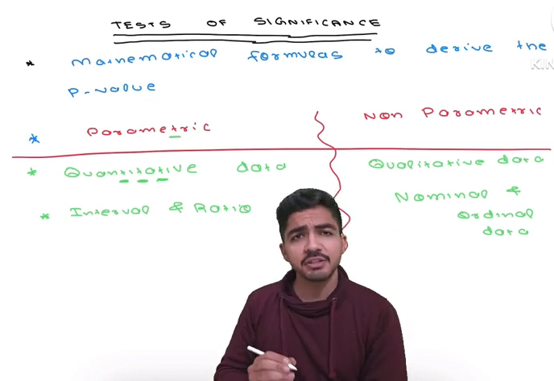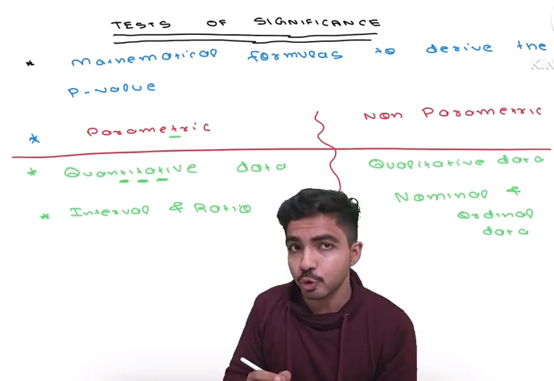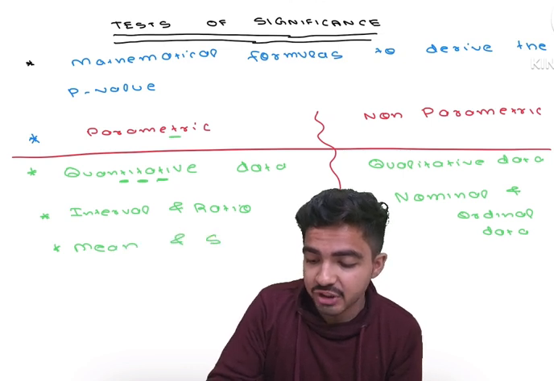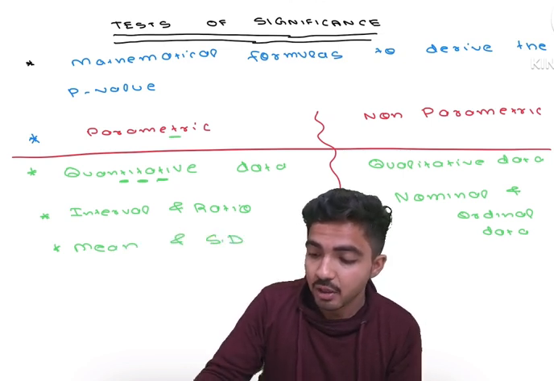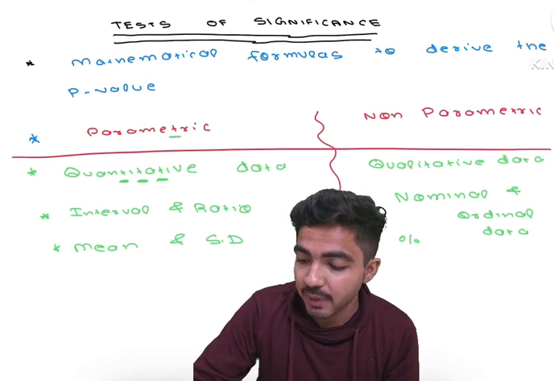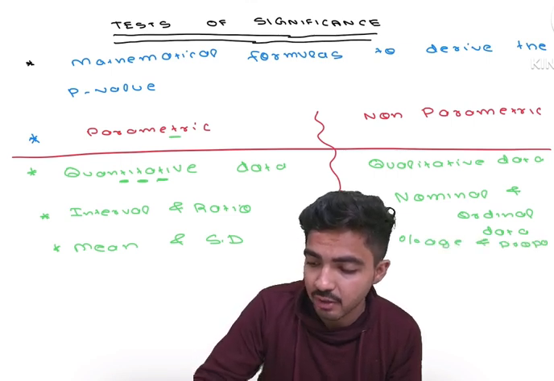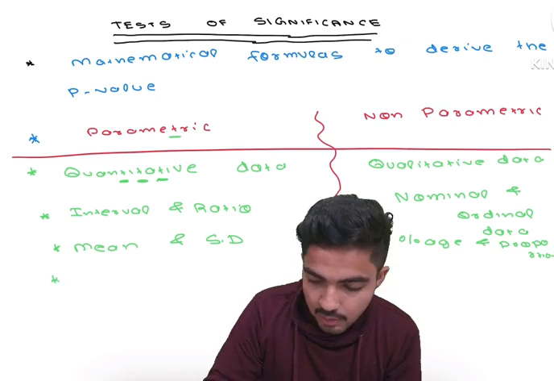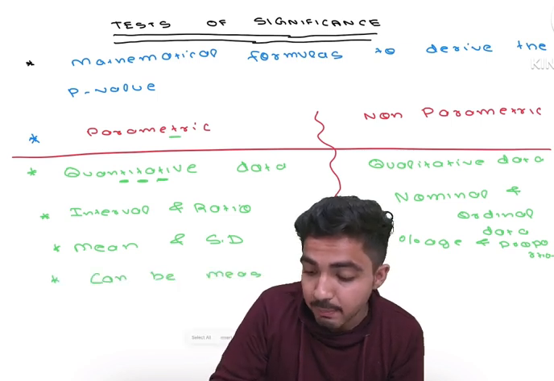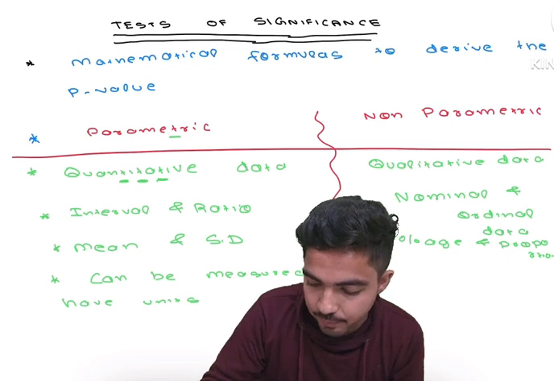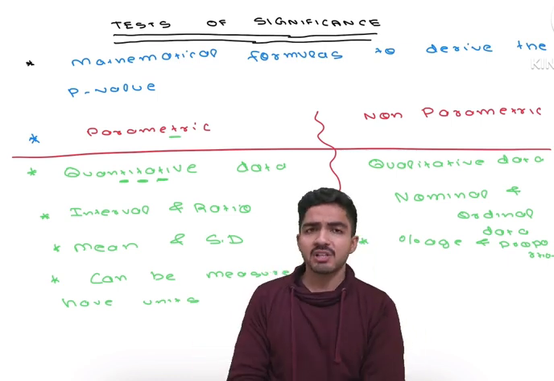Quantitative data is expressed in terms of mean and standard deviation, and qualitative data is expressed in terms of percentage and proportion. Quantitative data can be measured and has units. So let me give you an example.